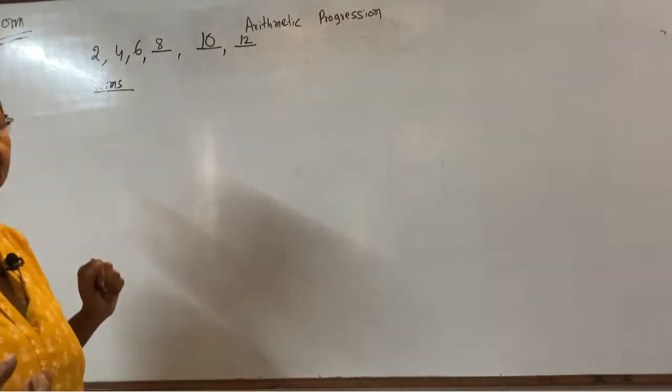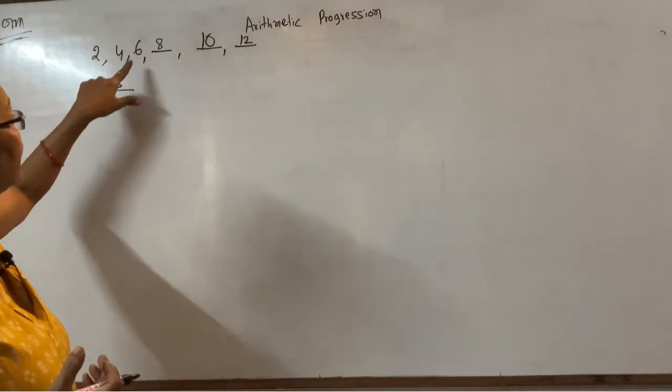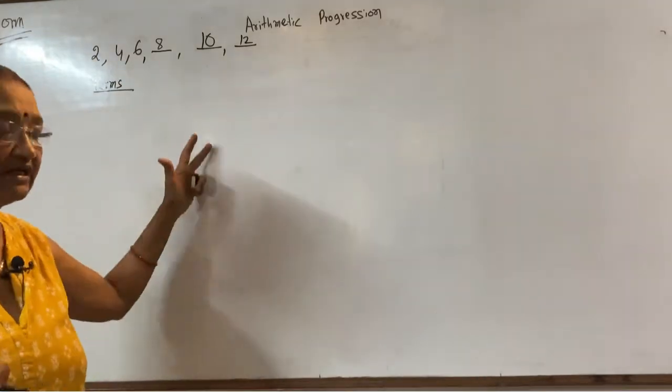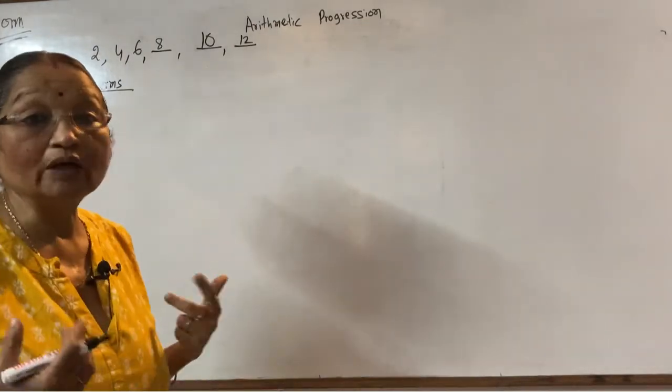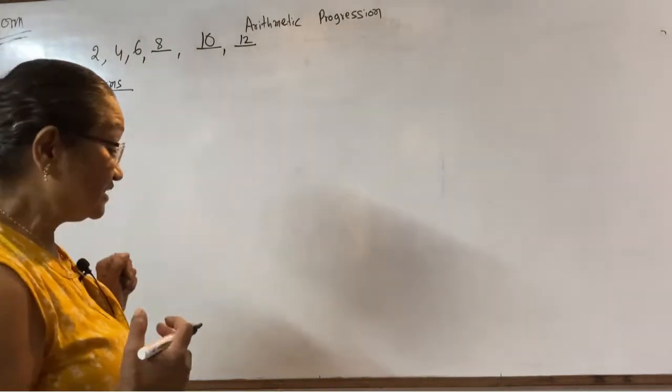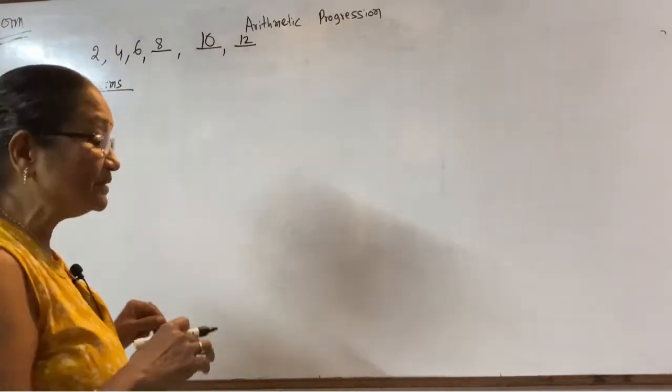So here terms. So first one you will say first term, second one you will say second term, third one, third term, fourth one, that I shall teach you later on. First we should know in arithmetic progression what are the things coming. So first, sequence and series. Sequence and series. Series means what?